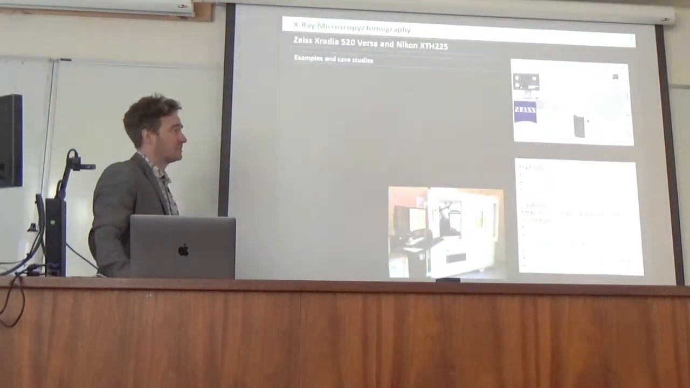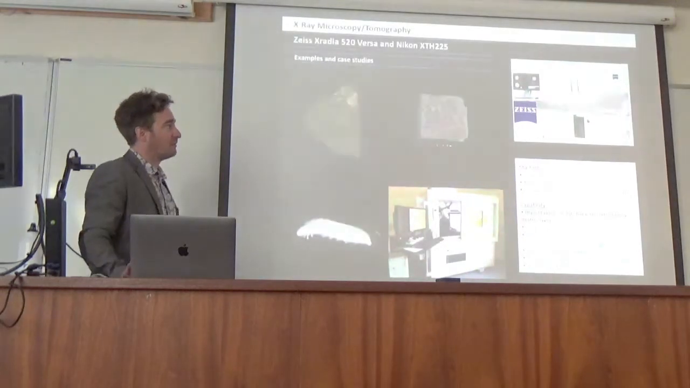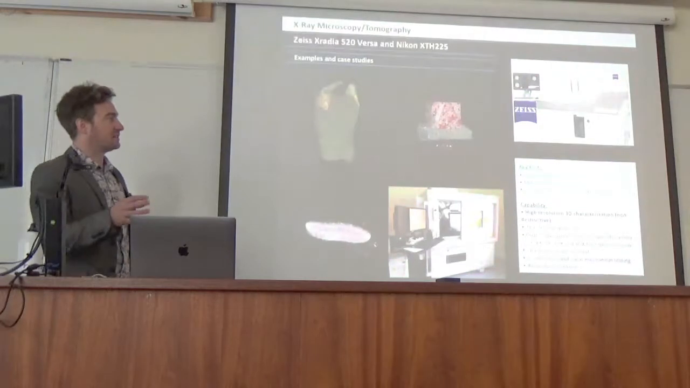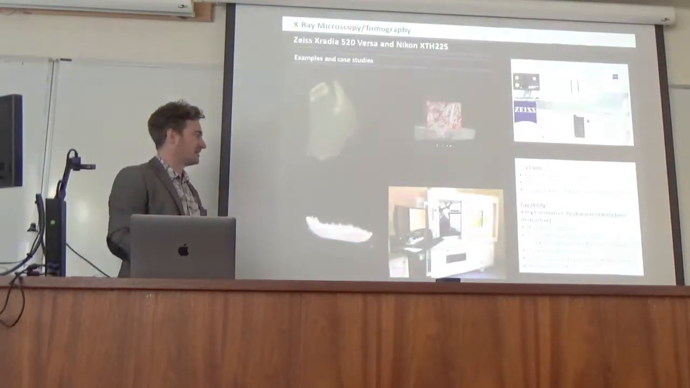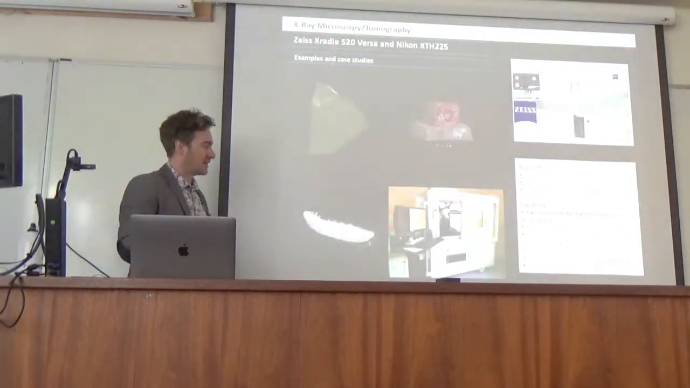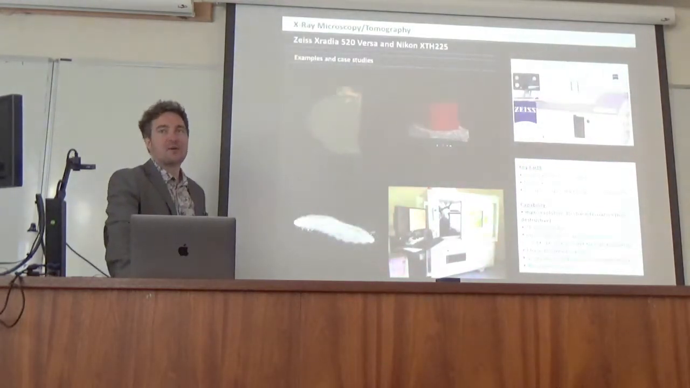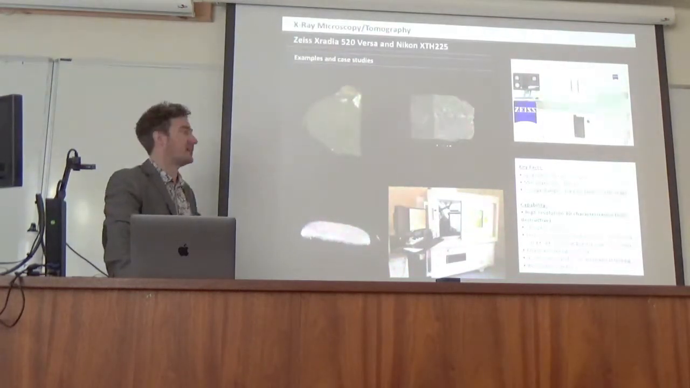I'll focus mostly in this talk on the data that we get from X-ray microtomography, X-ray CT. So these two machines, they work complementary. One is Zeiss, one's Nikon. So there are challenges in different data architectures between the two, but effectively it's CT data, slice data, which is what most people can understand and work with.